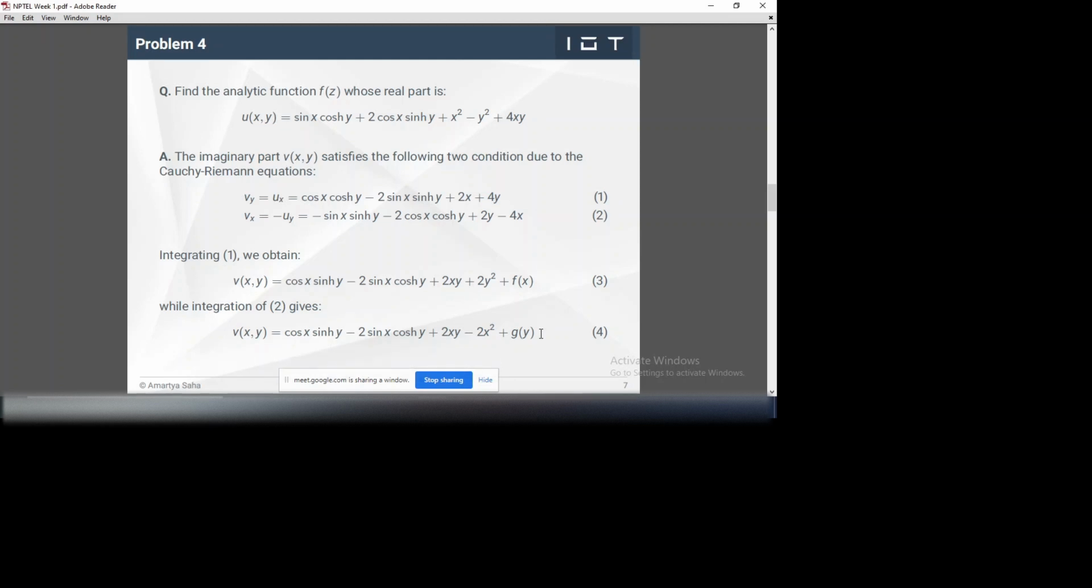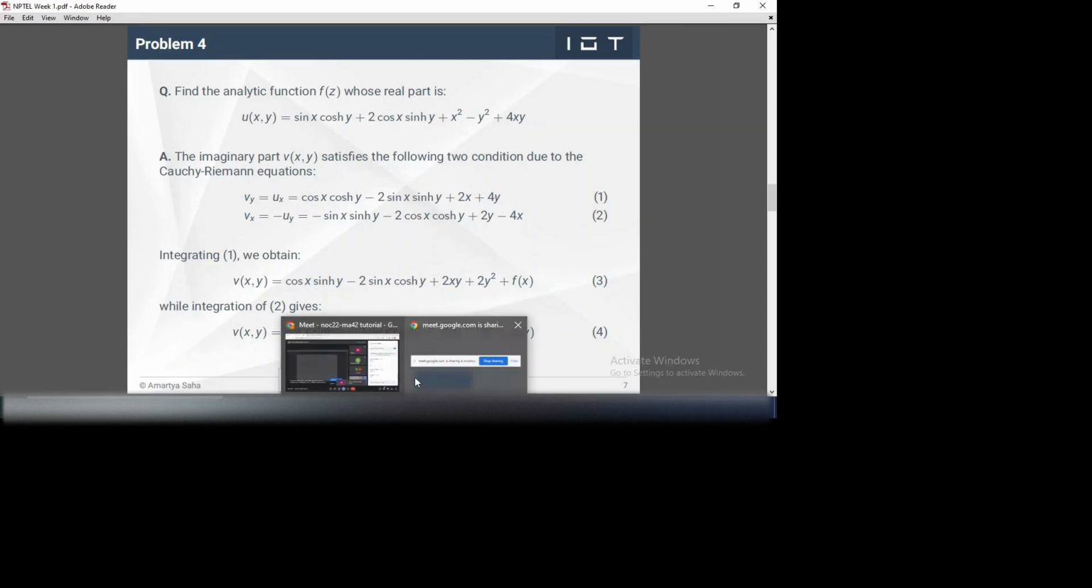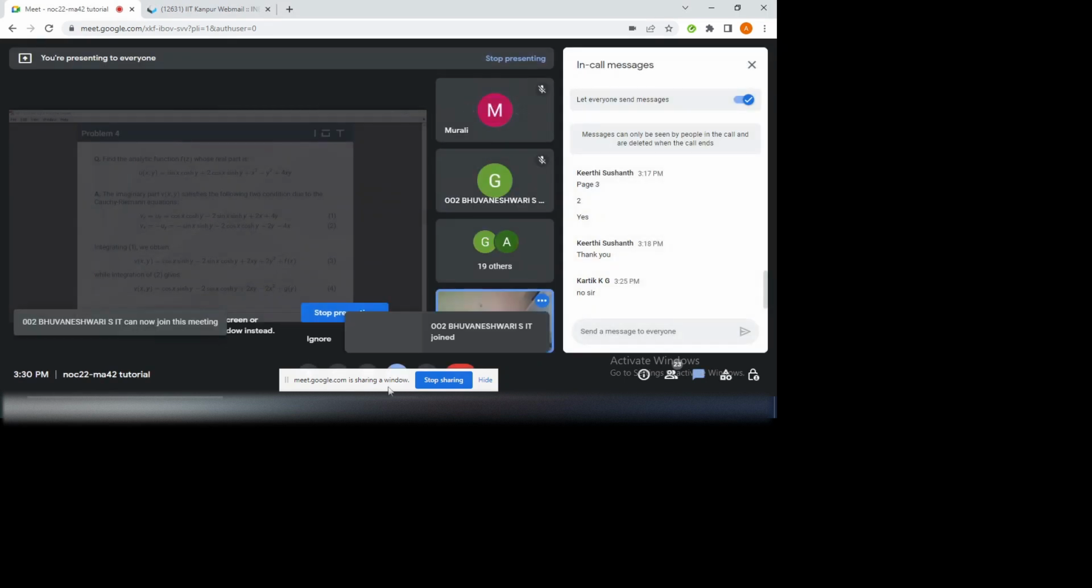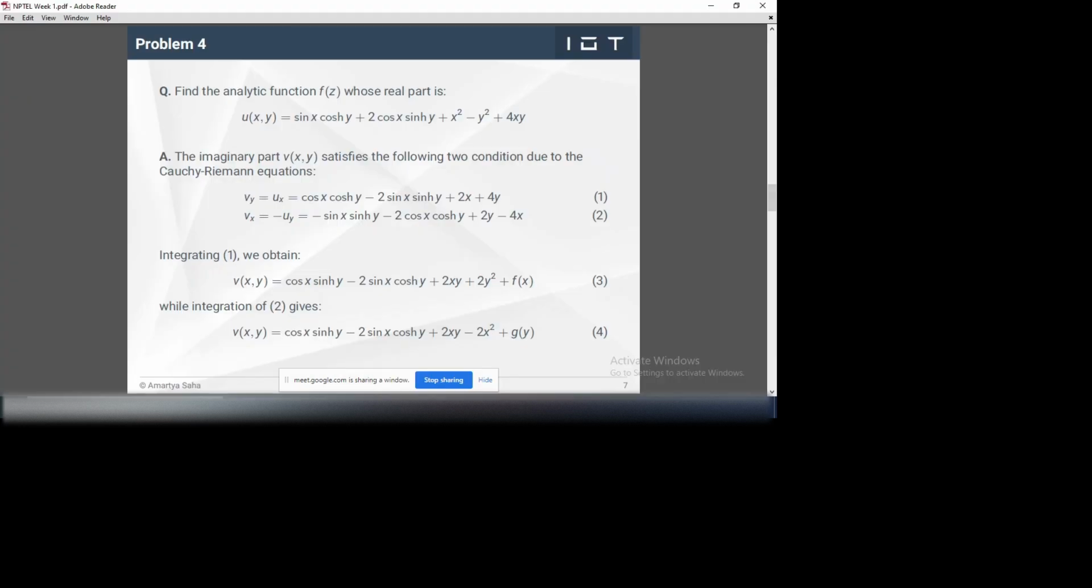Now again here we will have this undefined function g(y), an undetermined function g(y), because the derivative of this function with respect to x will always give us 0. So we cannot determine it here.